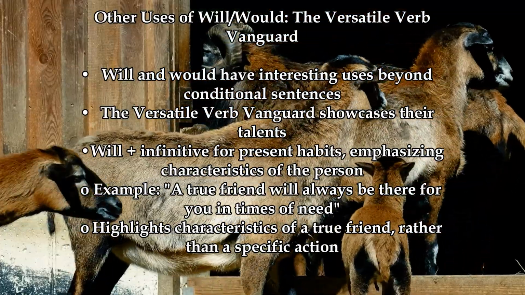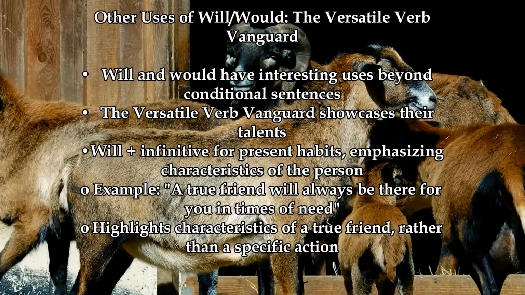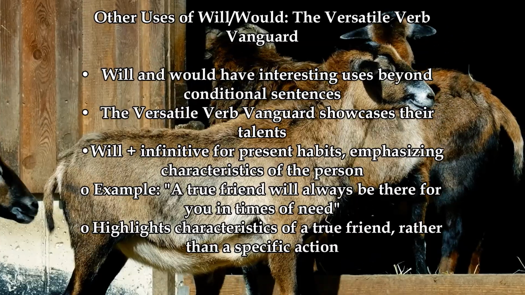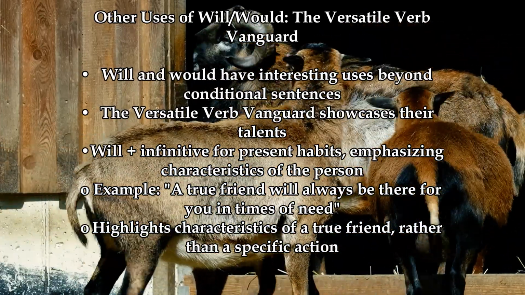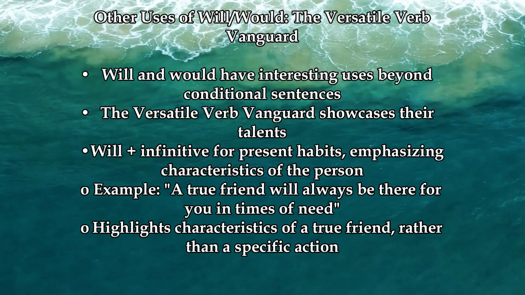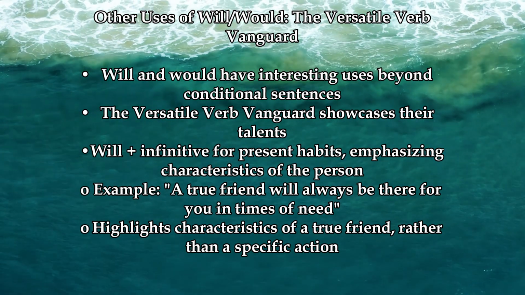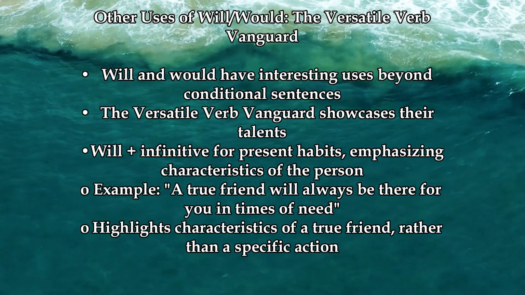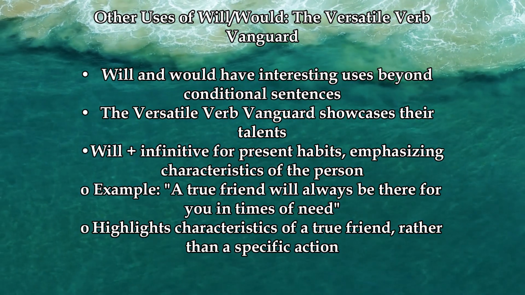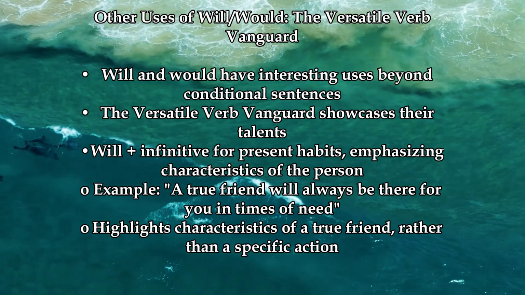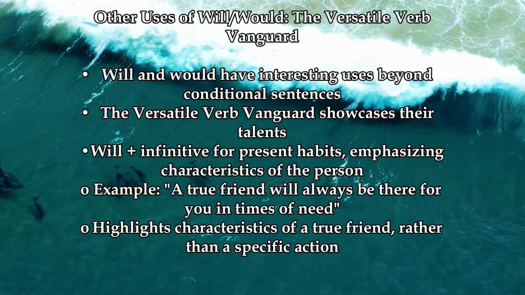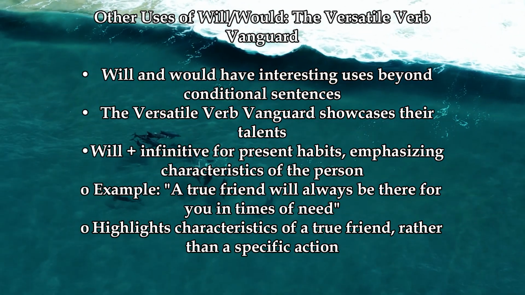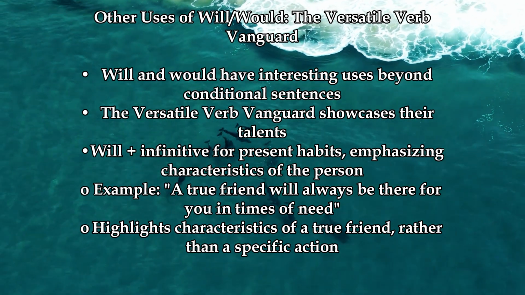Other uses of will, would and shall, should, the versatile verb vanguard. In addition to conditional sentences, will and would have some other interesting uses, and the versatile verb vanguard is here to showcase their talents. For example, we can use will plus infinitive to talk about present habits, especially when we want to emphasize the characteristics of the person performing the action. Check out this example. A true friend will always be there for you in times of need. Here, we're highlighting the characteristics of a true friend, rather than focusing on a specific action.